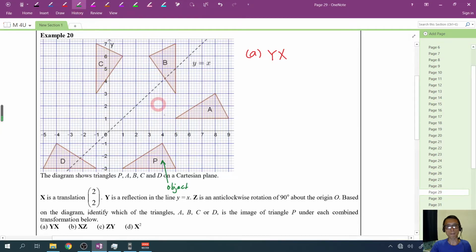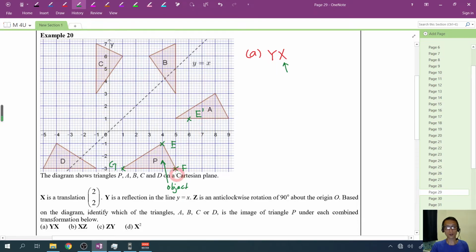Now let me label all the vertices here, so it is easier for me to explain to you. Let's label them as E, F, G. The first transformation is X, which is a translation (2, 2). It means 2 units to the right and 2 units up. I'm going to move all these points 2 units to the right and 2 units upwards. 1, 2. 1, 2. So this is the image of this point under the transformation X, E prime.